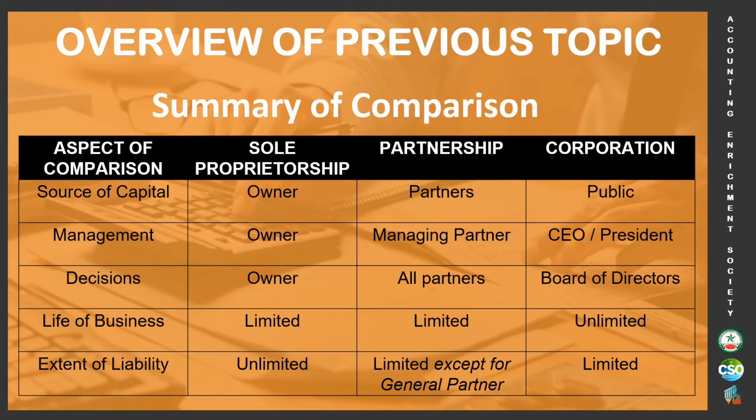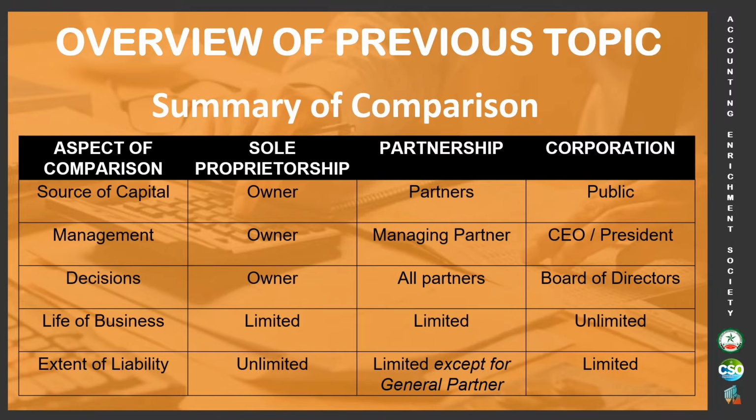For the summary, sa sole proprietorship, iisa lang ang pinaka-source ng capital kasi siya lang naman yung owner natin dito. While sa partnership, syempre lahat ng partners ay pwedeng source ng capital and it may be through the form of money, property, or service. So corporation naman, syempre ang public because we have shareholders here. For the management, ang nag-iisang owner lang mismo ang namamahala sa sole proprietorship, while sa partnership is lahat ng ating managing partner who is responsible for the day-to-day operation of the business, and sa corporation naman, of course, the CEO. Pagdating naman sa decision making, as usual, ang nag-iisang owner pa rin sa sole proprietorship, while sa partnership, syempre lahat ng partners involved sa decision making, and for corporation, yung board of directors lang na na-elect.